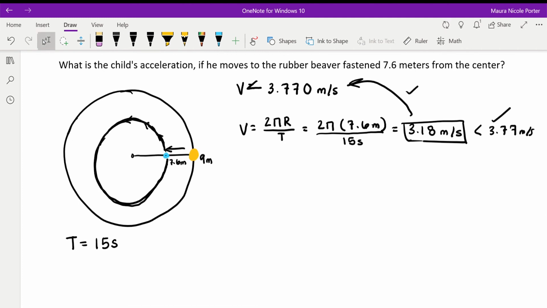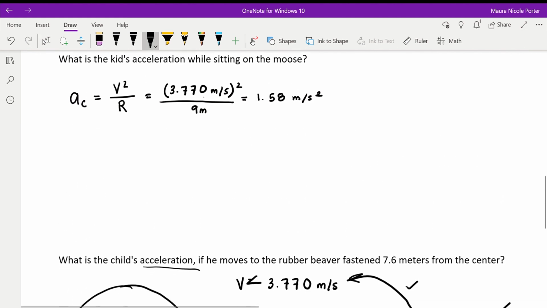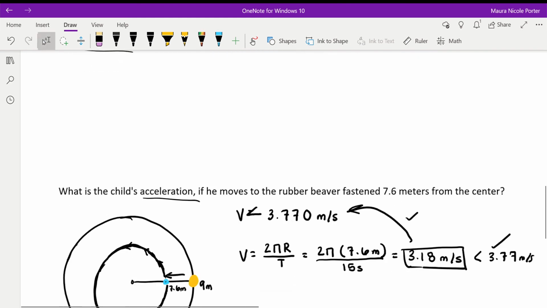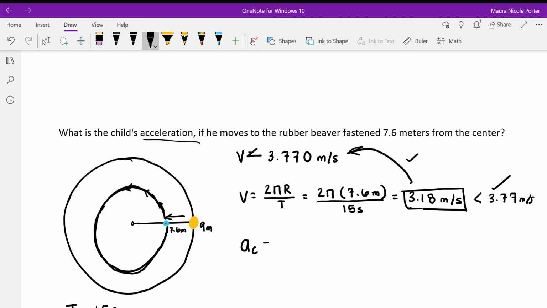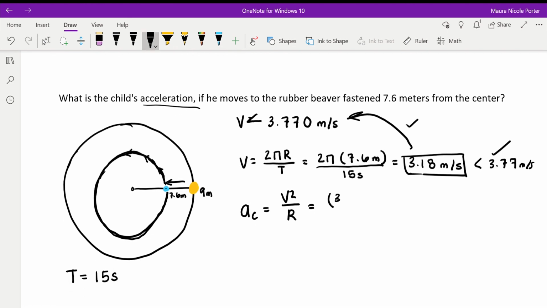And let me just put this in a box so we can see where we are. All right. So now we are looking for the acceleration. So we found the speed, and the reason we did that is because we're going to need it in this equation up here. We need that velocity speed. So we're going to say a sub c is equal to v squared over r, and this gives us 3.18 meters per second, and let's square that, all over our new radius of 7.6 meters, and that gives us a final value of 1.333 meters per second squared.